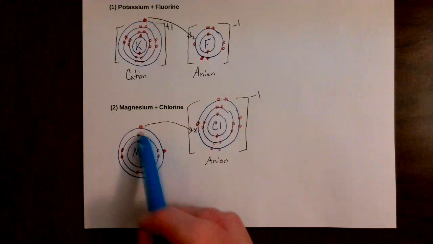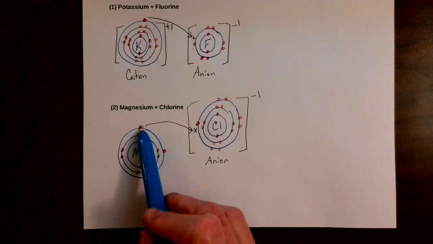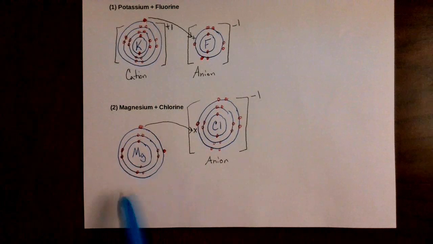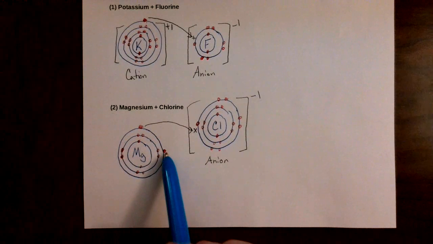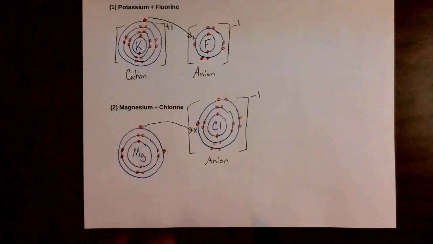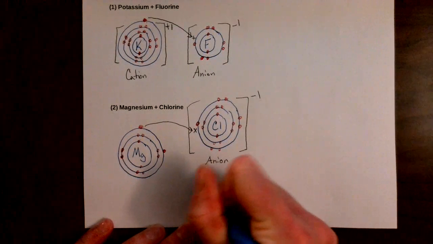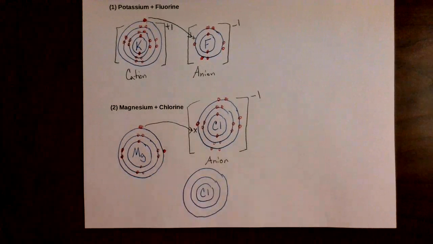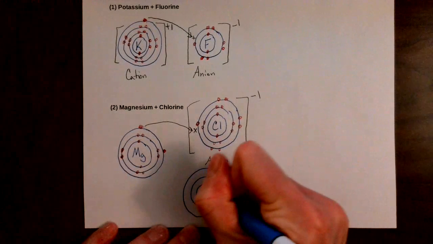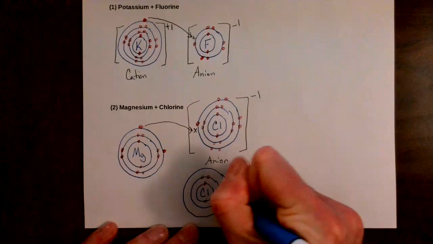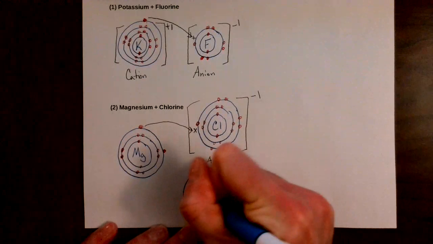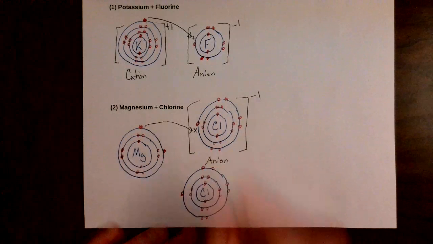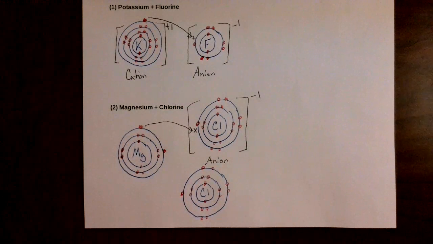Magnesium had 2 valence electrons, and it only could give 1 to chlorine. So magnesium's still not happy. It's still not filled in terms of its outer shell. It has to get rid of this extra electron. So what we're actually going to end up doing is drawing another chlorine atom. Right? And when we draw that second chlorine atom with its 17 electrons, magnesium now has an opportunity to get rid of that extra electron.